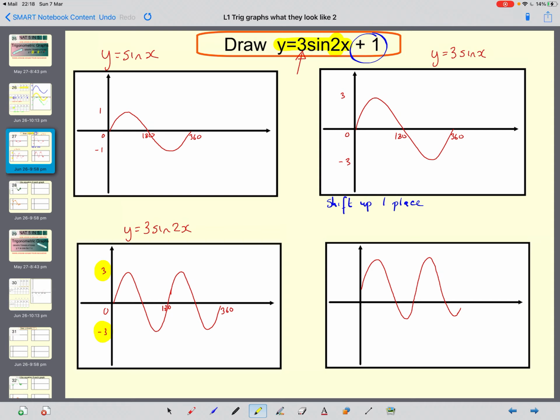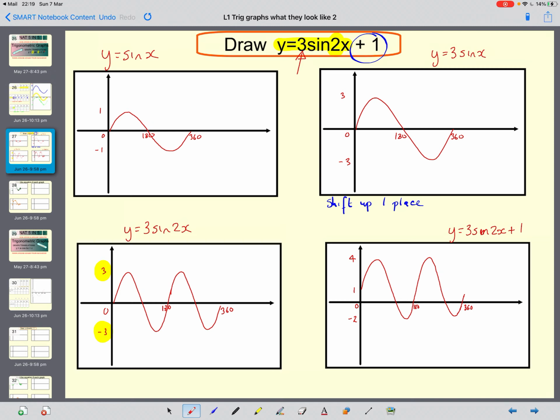What does that mean now? It means that's going to be 1 instead of 0. It's not going to be 3 at the top, it's going to be 4. It's not going to be negative 3 at the bottom, it's going to be negative 2. I'll just go through this a wee bit here. Okay, so your y equals 3 sine 2x plus 1 will look like that there. I'll just write that in. Y equals 3 sine 2x plus 1. Okay.